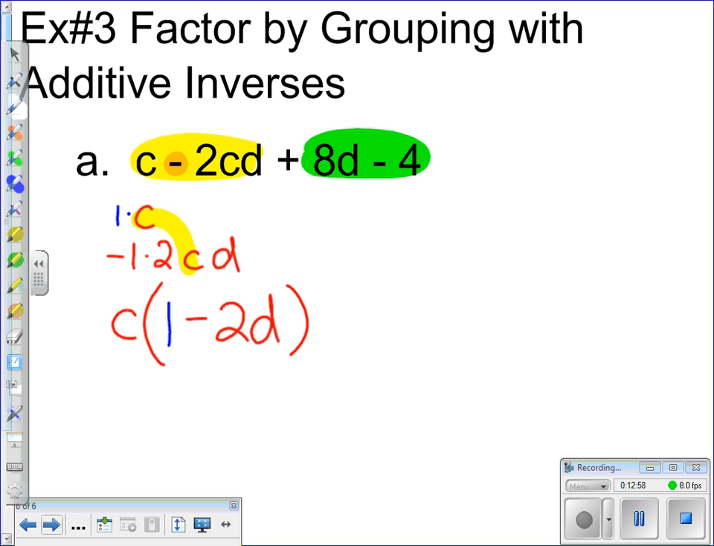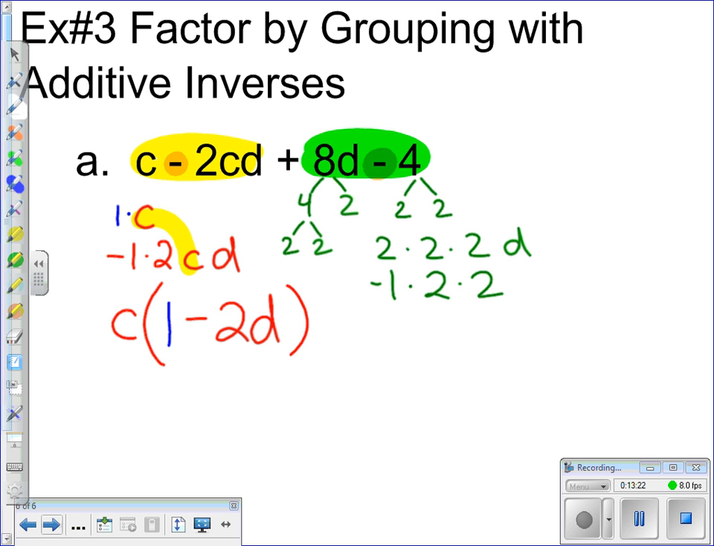Now for the second part, 8 is 4 and 2. 4 is 2 and 2. 4 again is 2 and 2. So I've got 2, 2, 2, D, a negative 1 because you see that little negative sign right there. Negative 1, 2, 2. Look for what they have in common. 2, 2. So I'm going to put a 4 in the front. And then parentheses. 2D minus 1.